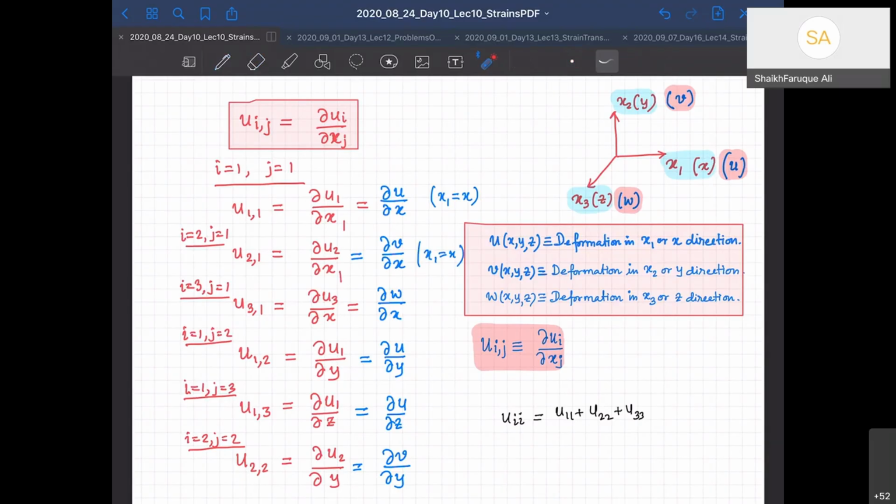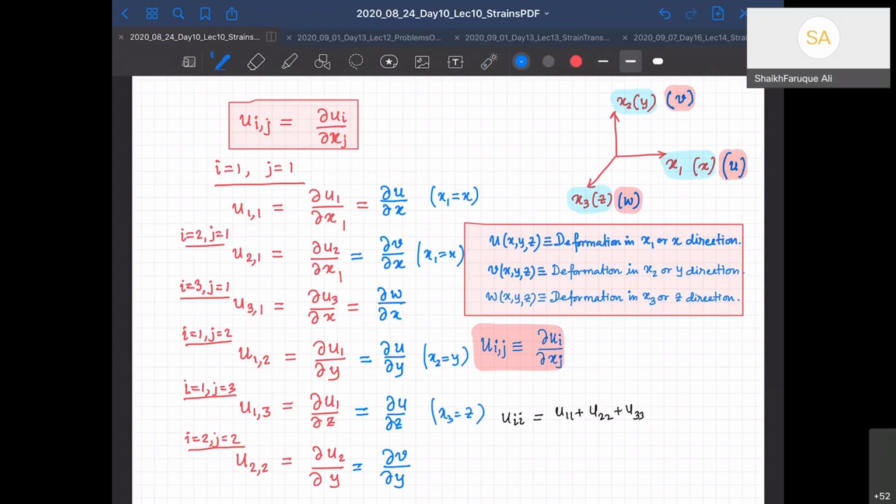Similarly, you look at something else. Let's say we look at 2. ui comma 2, right? So u1 comma 2, i is 1 and j is 2. So this becomes the partial derivative of u1 with respect to the coordinate in the 2 direction. So it is going to be del u by del y. u1 is u, right here, divided by y, since x2 is the y coordinate. Similarly, x3 is the z coordinate. All right. Is that clear?